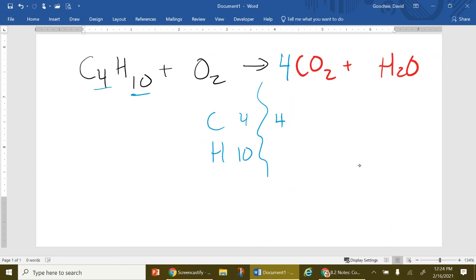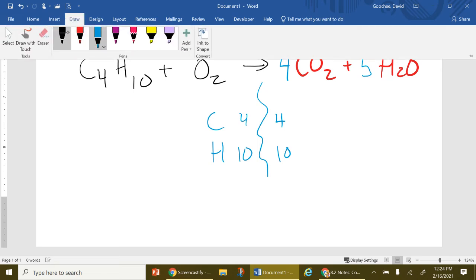10 hydrogens over here, and we've only got 2 hydrogens over here. So what I've got to do is put a 5 in front here. And now 5 times 2 is 10 hydrogens. Okay? Now comes the part of the O2.